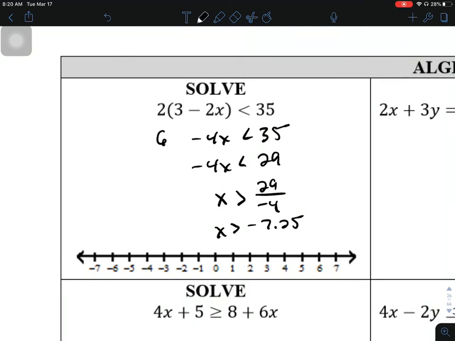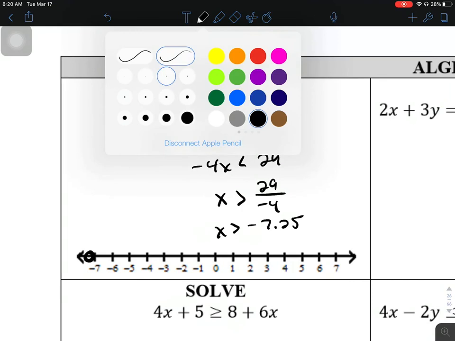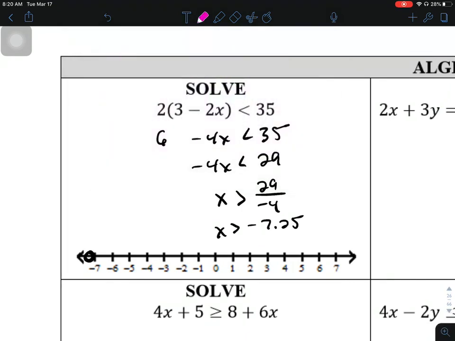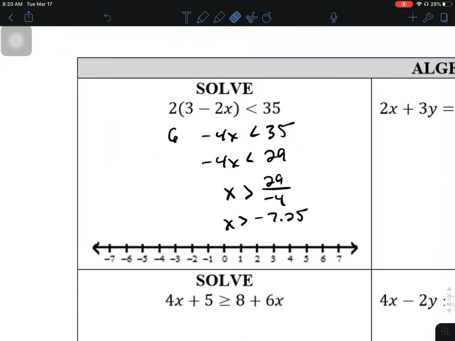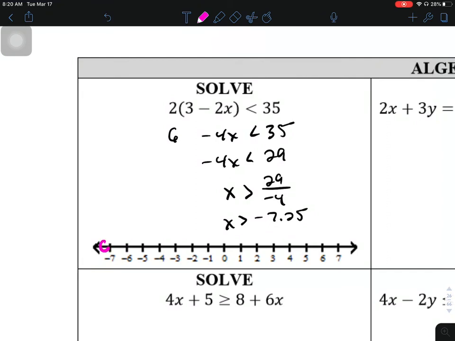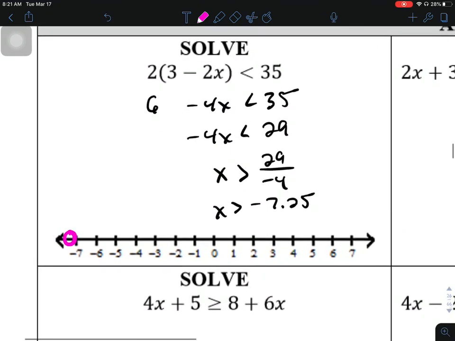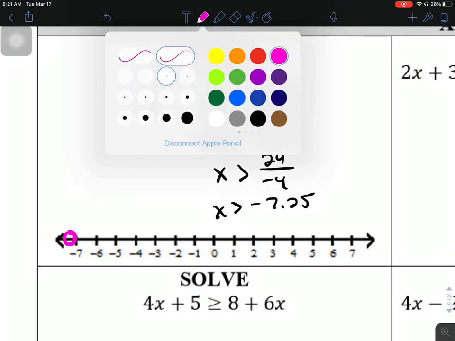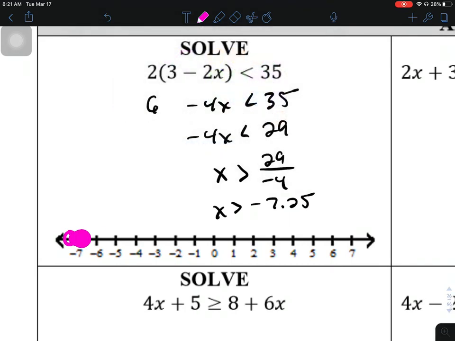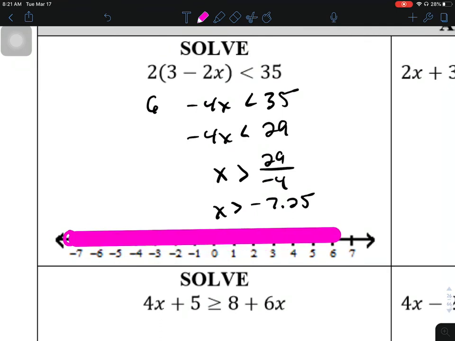So since it says x is greater than, it's an open circle at negative 7.25. Let me change the color. It's about there. Greater than means going to the right on the number line. That's bigger than I really want it to be.